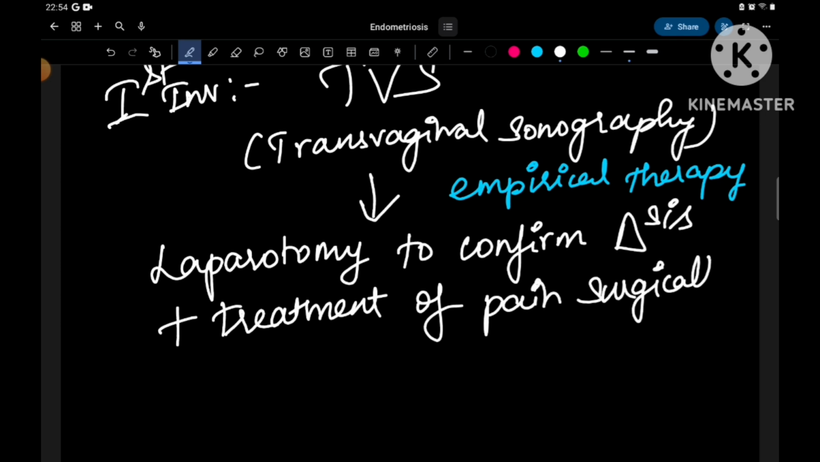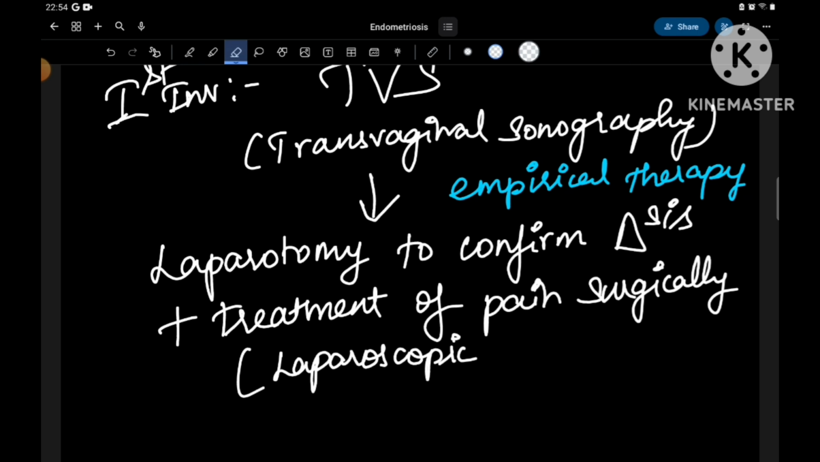Once you do it, that is by laparoscopy. You confirm the diagnosis, then automatically you deal with it surgically. So that is laparoscopic surgery, right? This laparoscopic surgery, or you can say laparoscopy itself, is the IOC, that is investigation of choice.